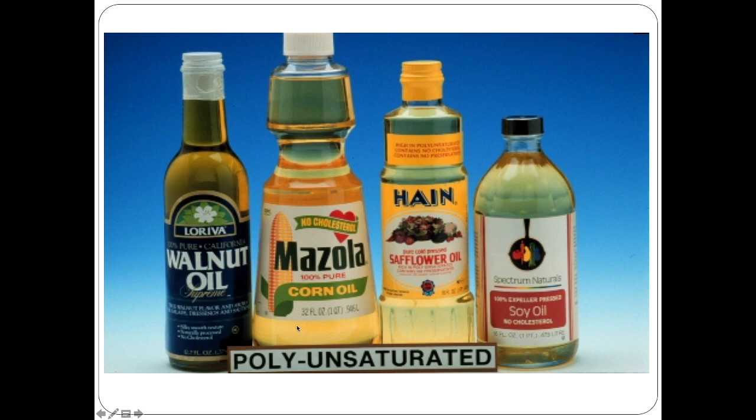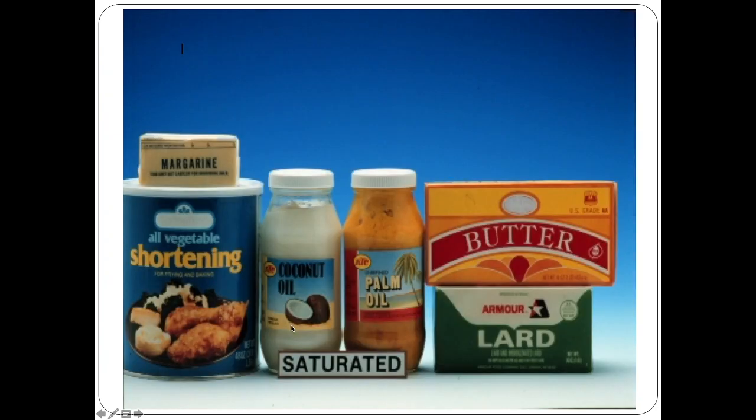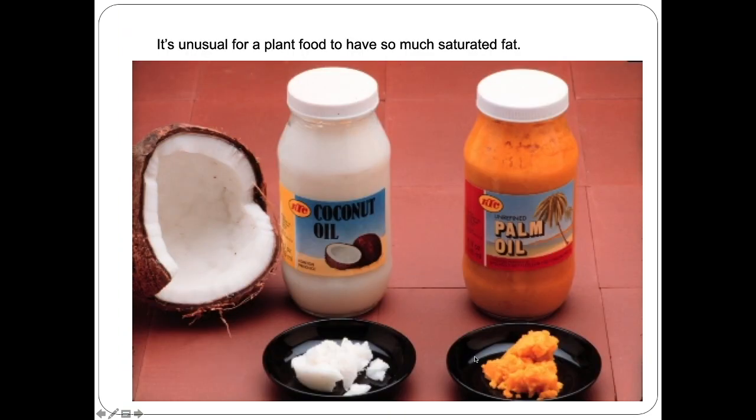And here's a picture of a group of polyunsaturated fat sources versus saturated fat sources. Notice the two plant sources of saturated fat shown here: coconut oil and palm oil. It's unusual for plants to have so much saturated fat, but these can be very useful, and they were considered to be a miracle fat for a while because they have a shortening effect in culinary terms, meaning they can take the place of lard and butter. However, they are still saturated fat and are very high in calories, so you should still use them sparingly.